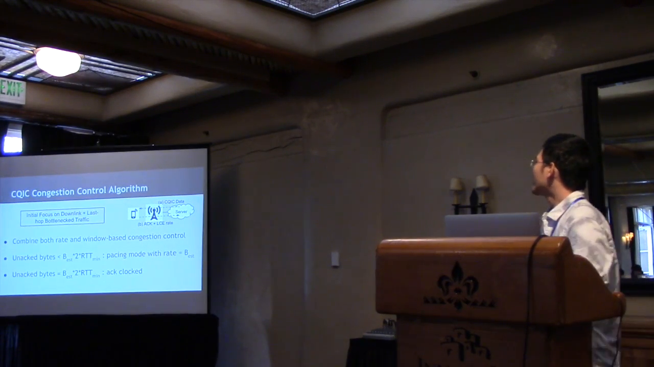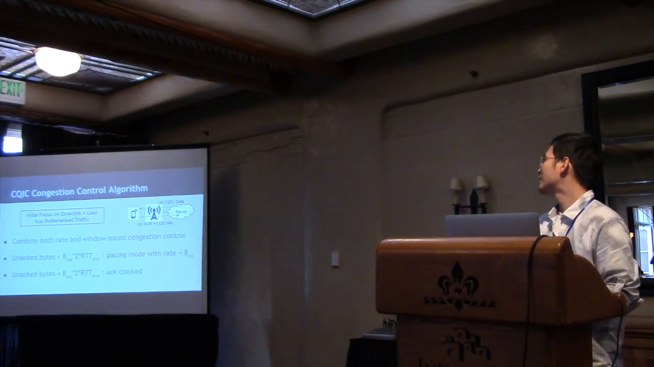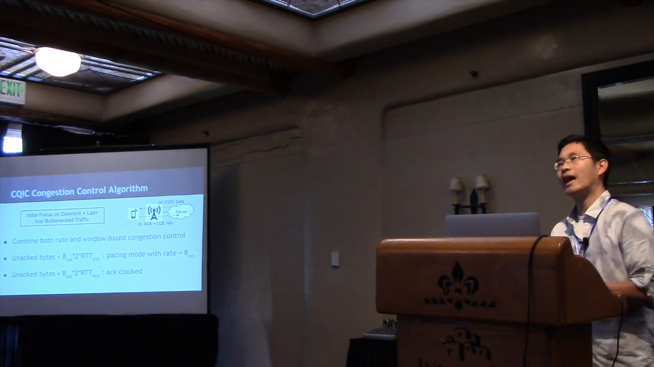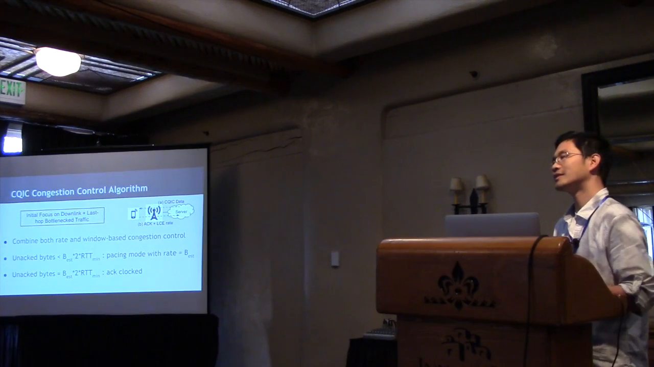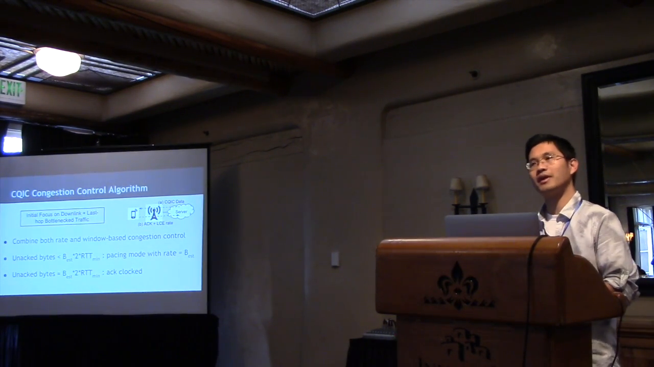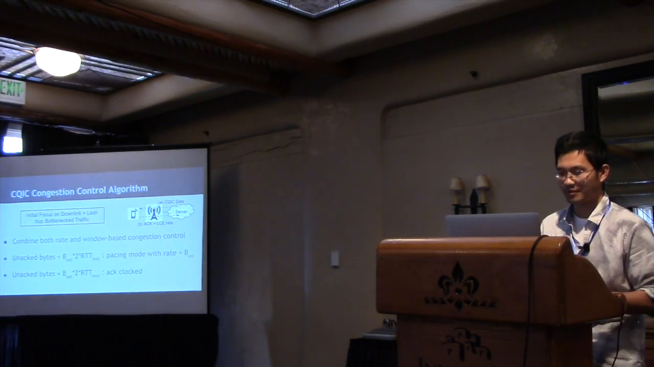So instead, we combine both rate-based as well as window-based congestion control. We keep track of the total unacknowledged bytes. If that's smaller than a predetermined threshold, we stay in pacing mode. Otherwise, we switch to window-based mode.